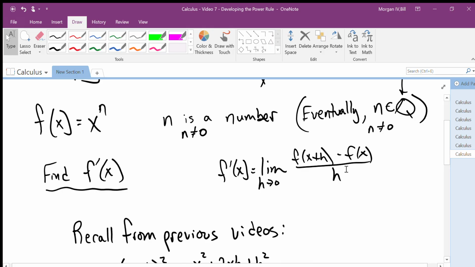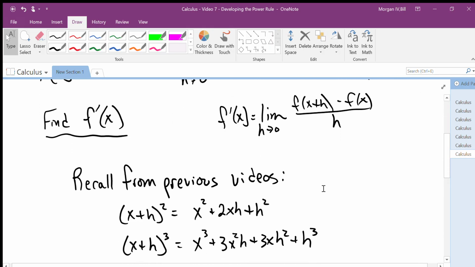And we're going to use our very familiar f prime of x is equal to the limit as h goes to 0 of f of x plus h minus f of x over h, our limit definition of the derivative, to do this. Now, before we get into actually working this example, let's go back to some previous examples that we had.